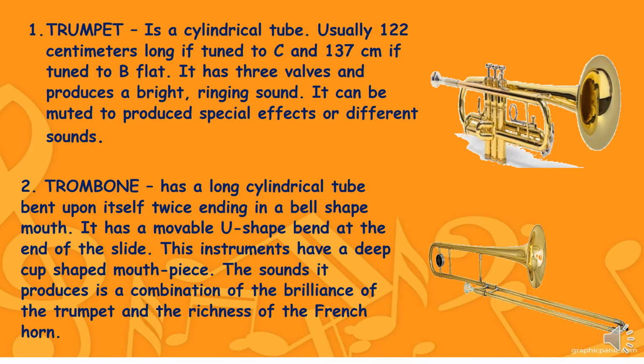The second is what we call the trombone. The trombone has a long cylindrical tube bent upon itself twice, ending in a bell-shaped mouth. It has a movable U-shaped bend at the end of the slides. These instruments have a deep cup-shaped mouthpiece. The sound it produces is a combination of the brilliance of the trumpet and the richness of the French horn.